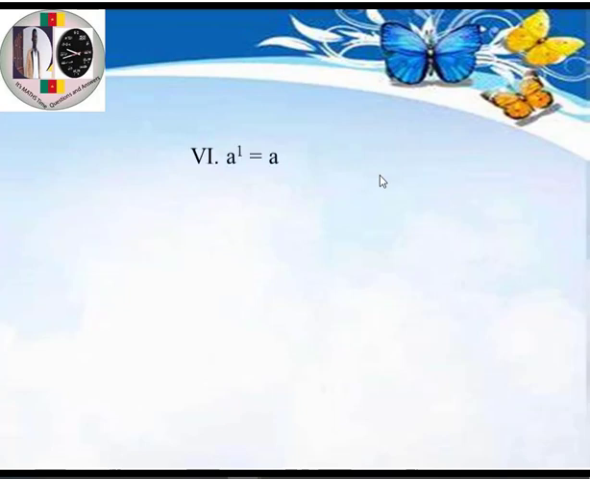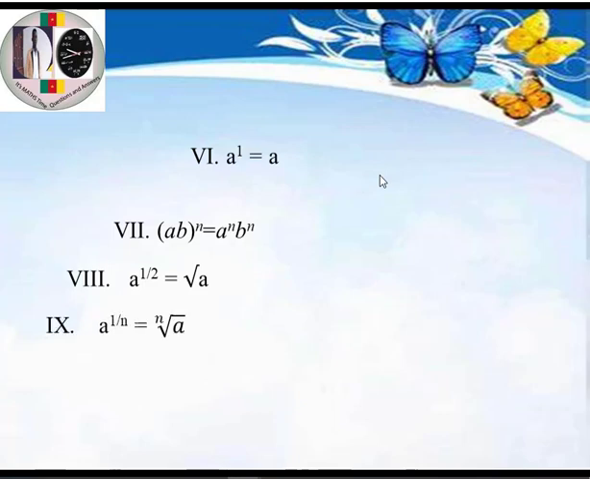So the other laws of indices are: anything raised to the power 1 is that thing, we know, right? So a power 1 is a. The next law we want you to know is a times b, all of that power n, is the same as a power n times b power n, right? And the other law is that a power a half is the same as the square root of a. The next law I want you to take note of is a power 1 over n is the same as the nth root of a.